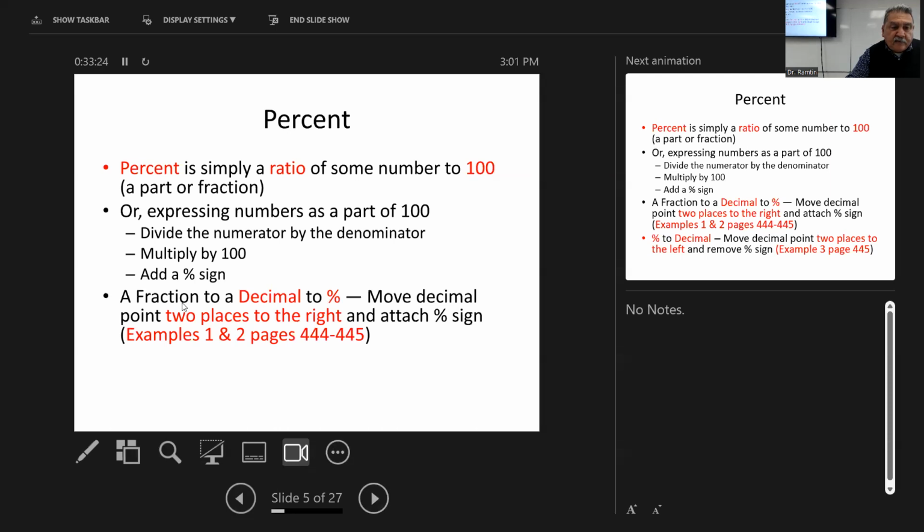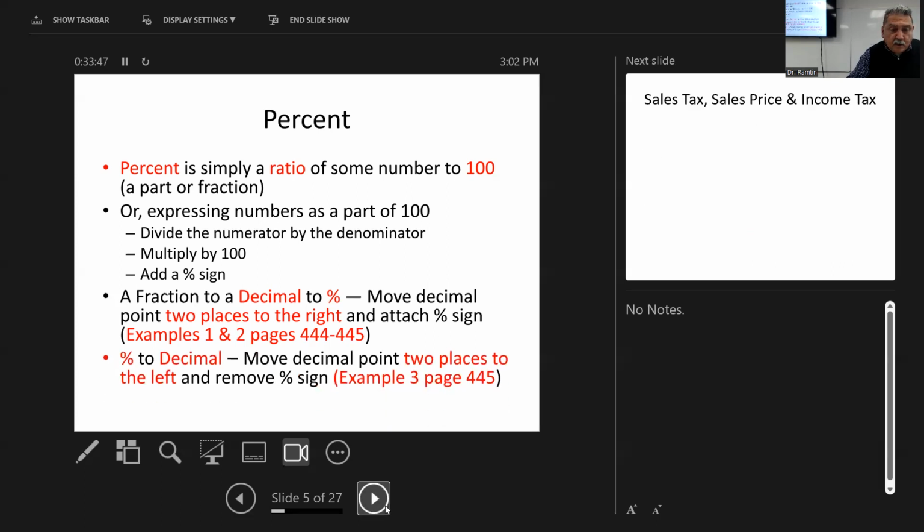So if you have a decimal number and you want to make it into a percentage, you move the decimal point 2 places to the right and attach the percentage sign. And if you have a percentage and you want to convert it to a decimal, you move the decimal point 2 places to the left and remove the percentage sign. Again, these things are much better understood if you look at some specific examples.